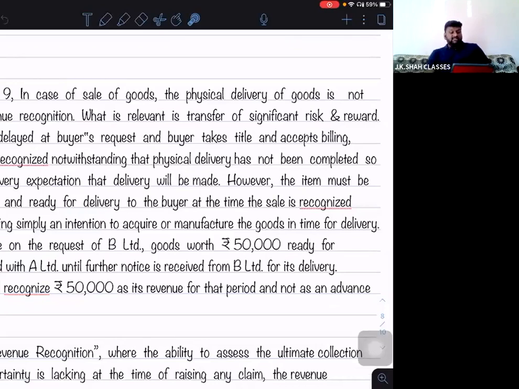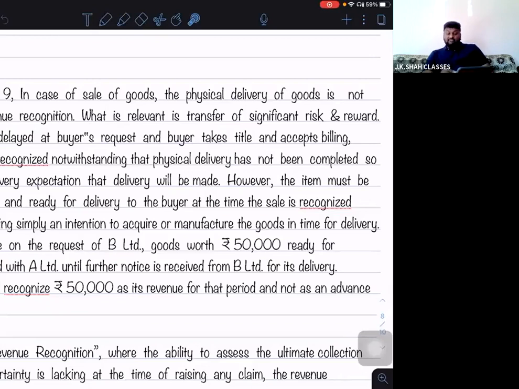Okay, fine. So what they say is, in the case of sale of goods, the physical delivery of goods is not important for revenue recognition. What is relevant is the significant transfer of risk and reward. Where the delivery is delayed at the buyer's request and the buyer takes the title and accepts the billing, revenue should be recognized notwithstanding that physical delivery has not been completed, so long as there is every expectation that delivery will be made. Please understand that the revenue is recognized because the buyer has accepted the title and the billing, notwithstanding that physical delivery is not yet made.